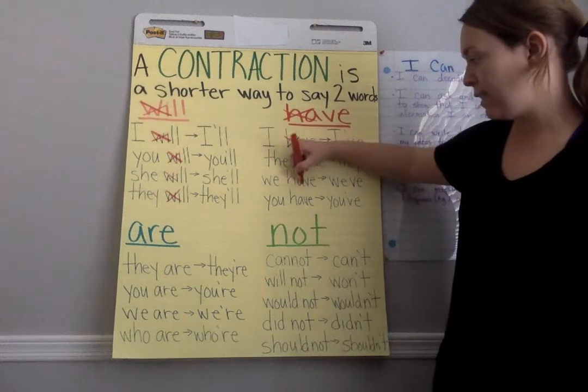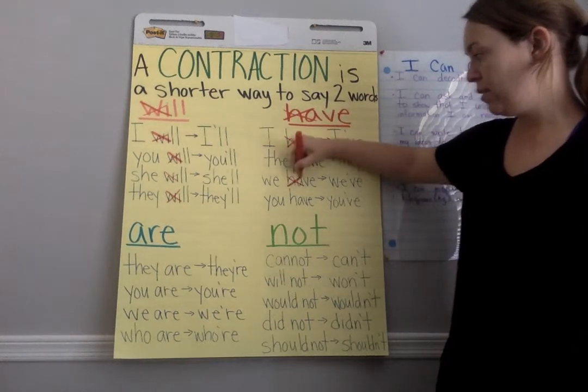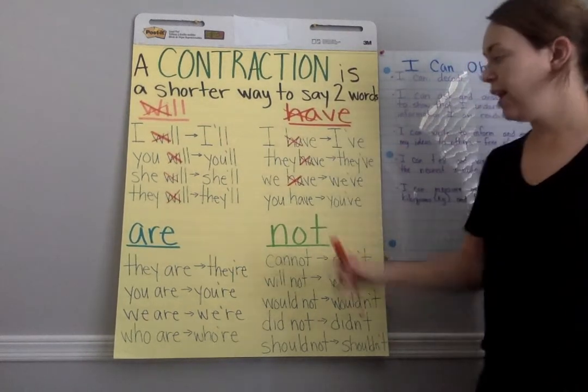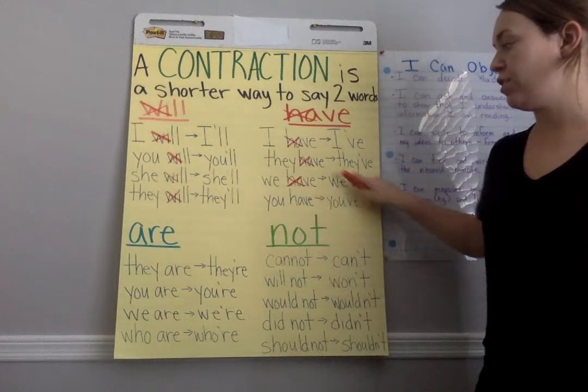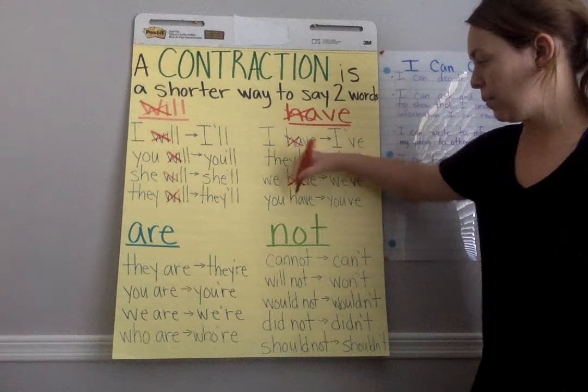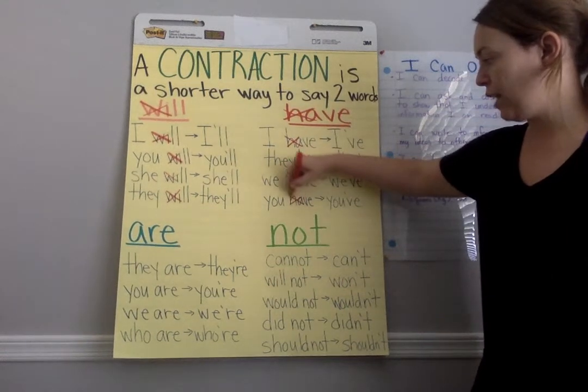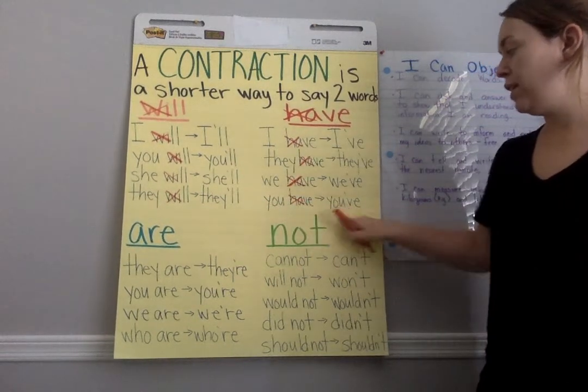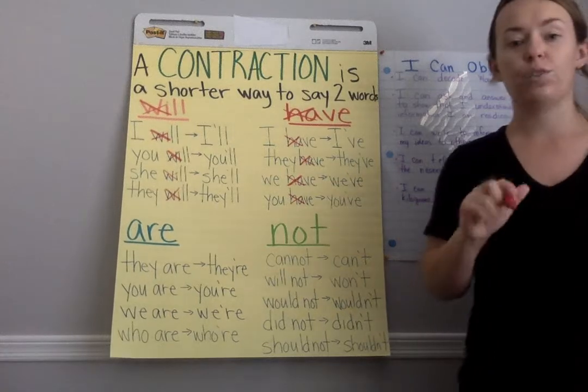For we have, it's the same process. Cross out that HA. And then you're left with these letters, which turns into we've. For you have, same thing. Cross out that H-A, and you're left with U-V-E, put an apostrophe in the place, and you've got you've.